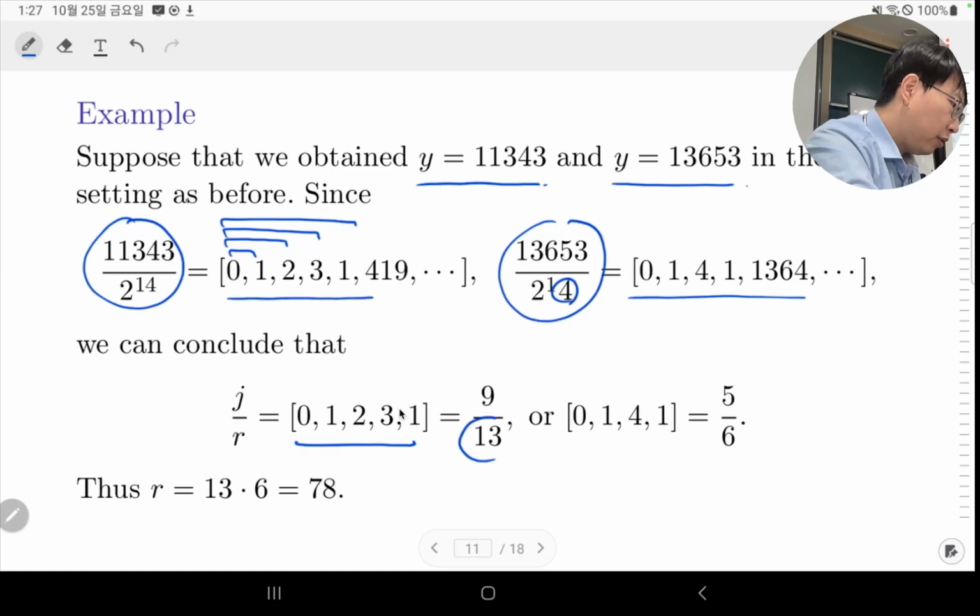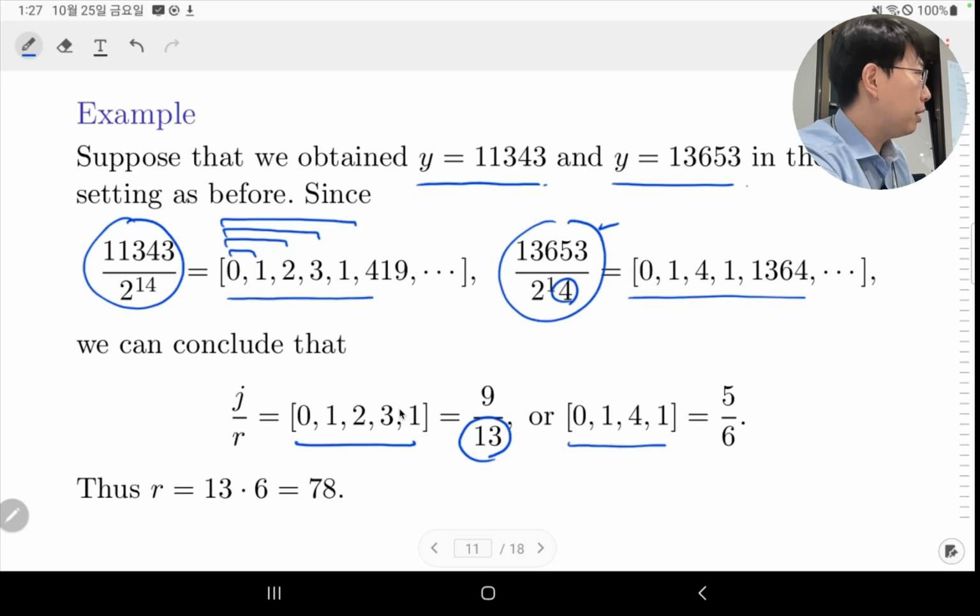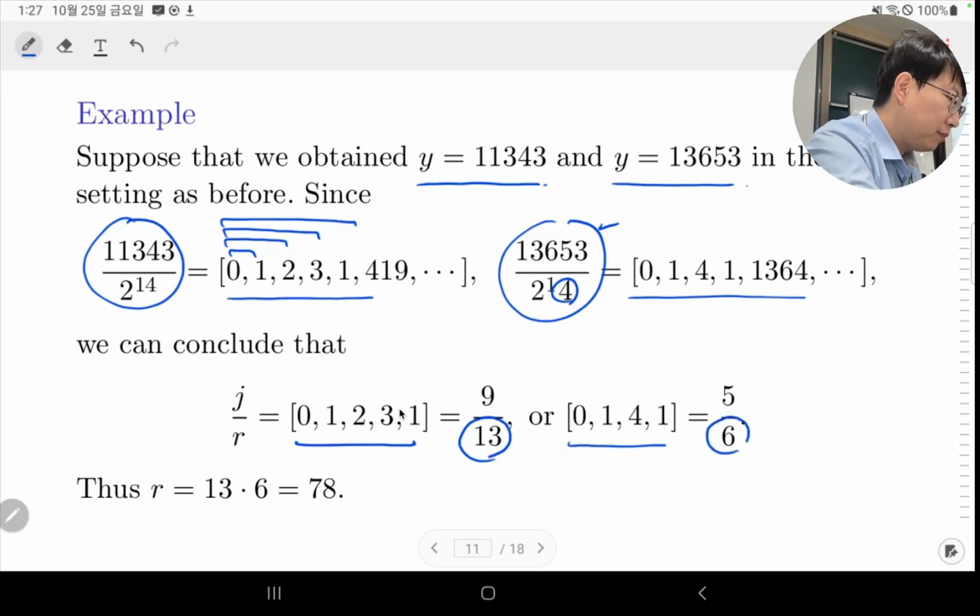That's when r equals 13, and we're assuming that we took the second measurement to get this number again, and we got this number. Okay, what does it say? So we have 13 and 6 as our candidates of r.